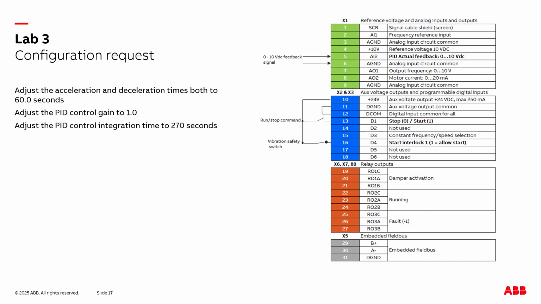Moving on to Lab 3. The configuration request for this lab is asking us to adjust the acceleration and deceleration times both to 60 seconds. We're also being asked to adjust the PID control gain to 1.0 and adjust the PID control integration time to 270 seconds. In this lab, there is no adjustments to the control wiring on the drive.